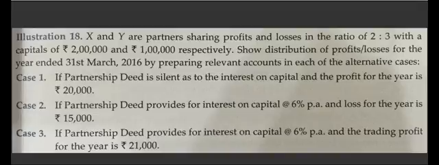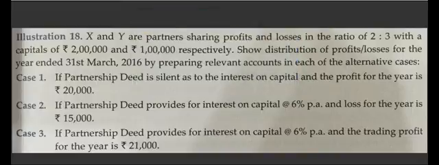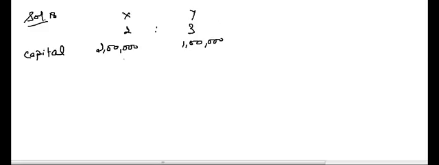It says, show the distribution of profits or losses for the year ended 31st March 2016 by preparing the relevant accounts in each alternative case. Let's see the cases. Case 1 says, if partnership deed is silent as to the interest on capital and the profit for the year is 20,000. So basically we have to prepare the profit and loss appropriation account. Let us first see case 1.